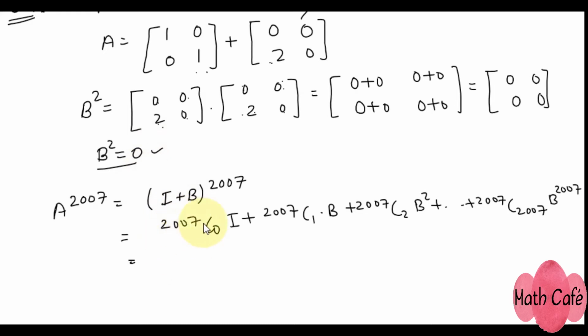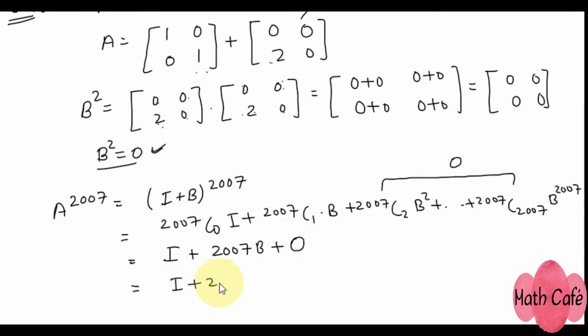So here 2007C0 is 1, so 1 multiplied by I will become I, plus 2007C1 is 2007 multiplied by matrix B, plus here B square is a 0 matrix. A 0 matrix multiplied by any number will become a 0 matrix, so all these matrices are 0 matrix. All right, so I can write the sum of all these matrices as 0. So finally I will get I plus 2007 times matrix B.